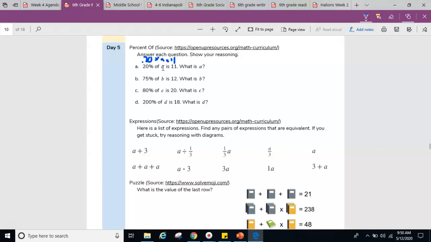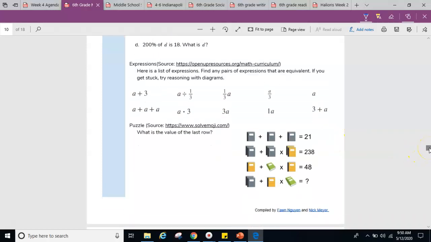Expressions. Here's a list of expressions. Find any pairs of expressions that are equivalent. So what two expressions are equivalent or equal? If you get stuck, try reasoning with diagrams. Over to you. Last one, puzzle.